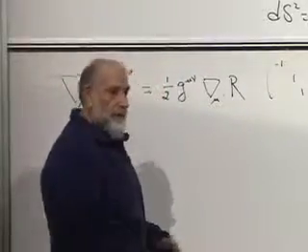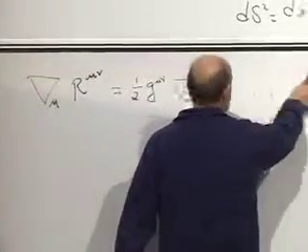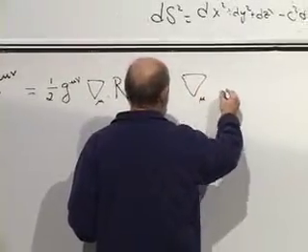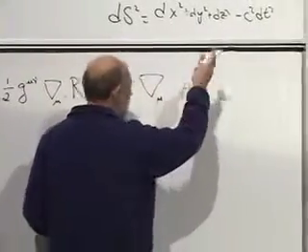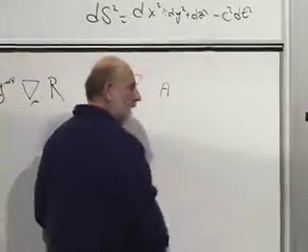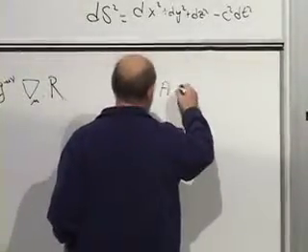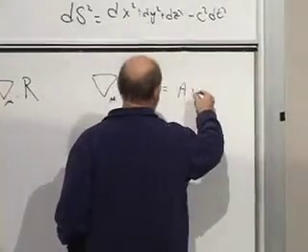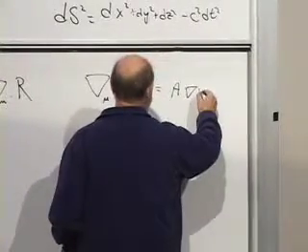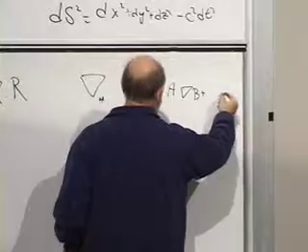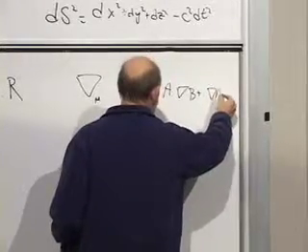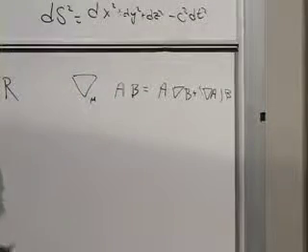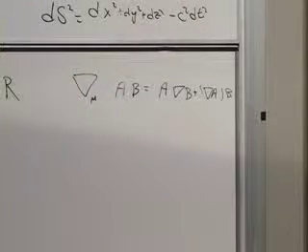Now, covariant derivatives are a little bit strange, but they satisfy the usual rules that the covariant derivative of a product of any tensors, I'm not even going to write indices for them, any two tensors, A and B, satisfy the usual rules: A times the covariant derivative of B plus the covariant derivative of A times B. Covariant derivatives do have that property.